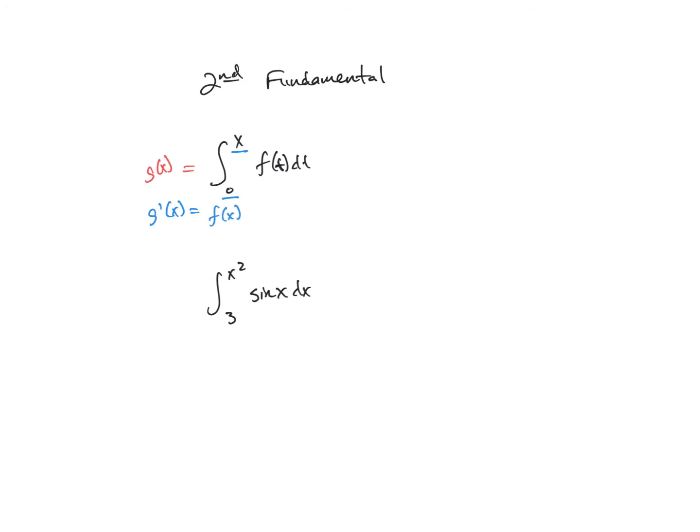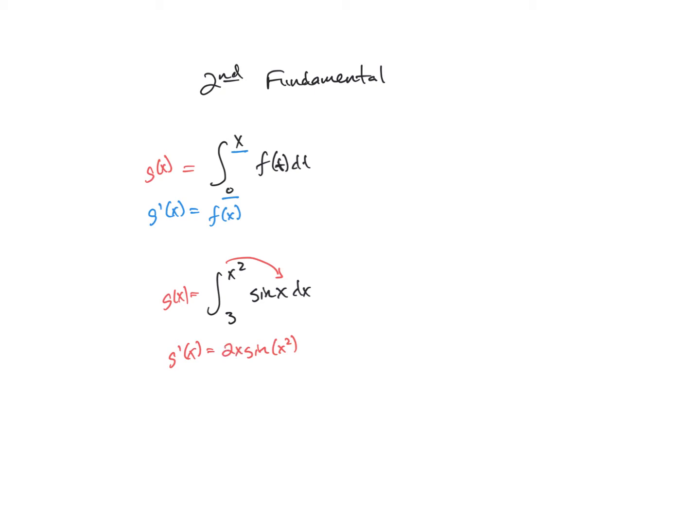All right. And so if I have another one, the integral from 3 to x squared of sine x dx, and I call that g of x and I want to find g prime of x, I would substitute in x squared, but I'd have to remember the chain rule. So when I substitute in, I'd get sine of x squared, but what is the derivative of x squared? 2x. So the 2x pops out.